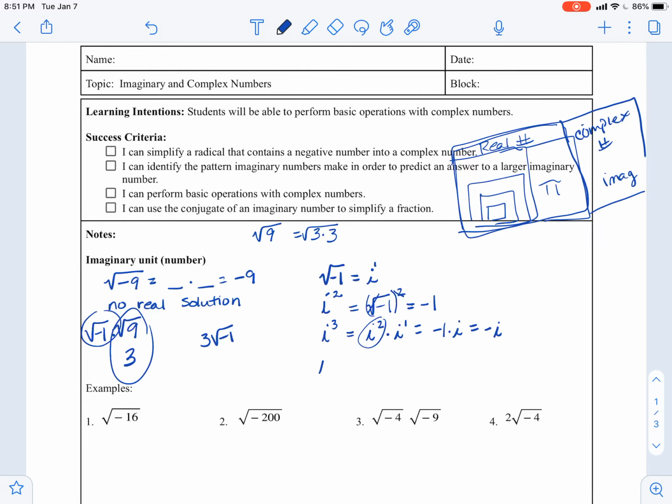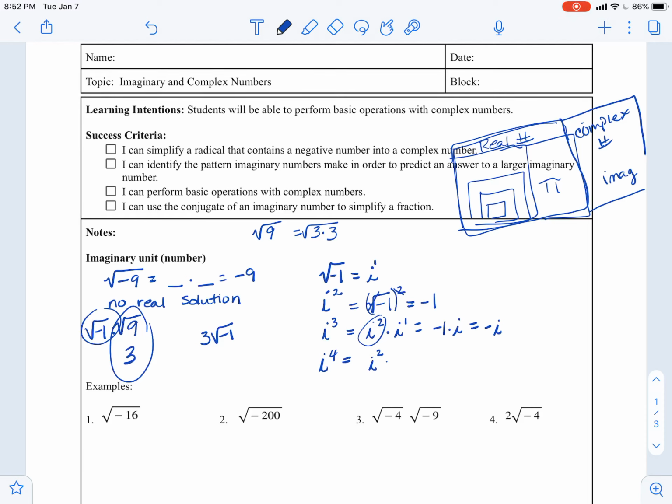Okay? Then what if we had i to the fourth? Well, again, you can do that several different ways. I like doing i squared times i squared because I think that's an easy one. i squared was a negative 1, so a negative 1 times a negative 1 is a positive 1. And we could continue that process. If I had i to the fifth, let's do i to the fifth as an i and an i to the fourth. Well, i is just i, and i to the fourth is 1, so i to the fifth is i.